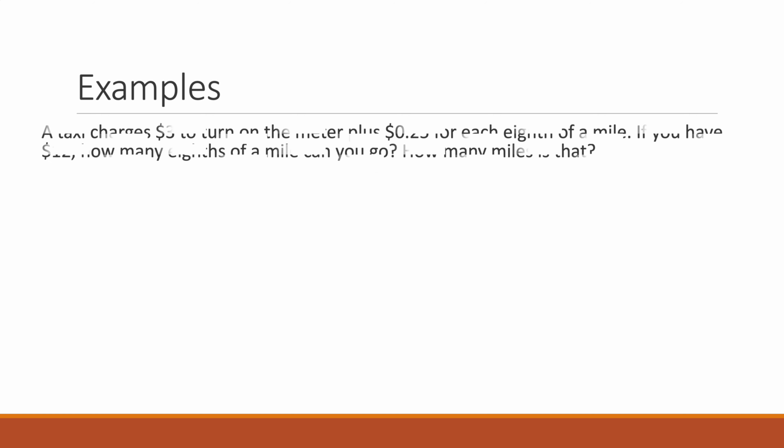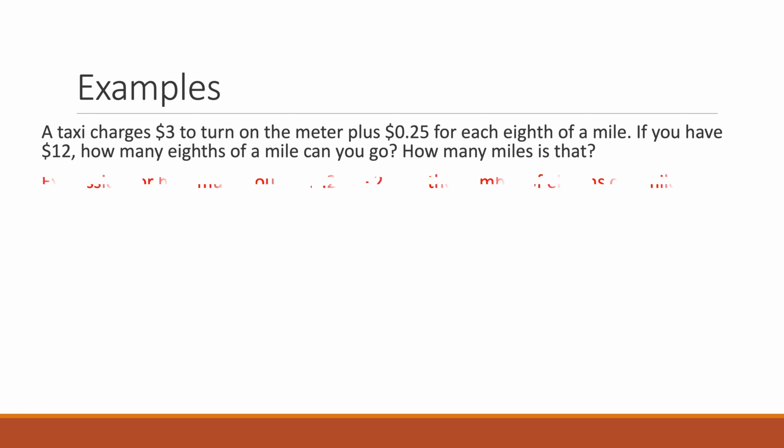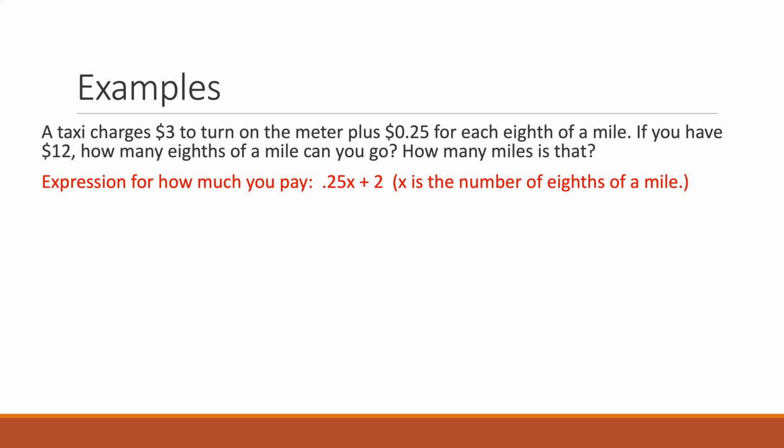Here's the one for you to try. Okay, give it a shot. A little stop and start moment. Okay, so the expression for how much you pay, again, it's 25 cents for each eighth of a mile, and it's $3. Uh-oh. I might have made a mistake here. No, I only made a mistake in this phrase. That should be 0.25x plus 3. Not plus 2, 0.25x plus 3.